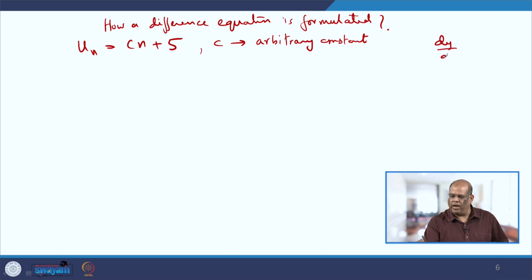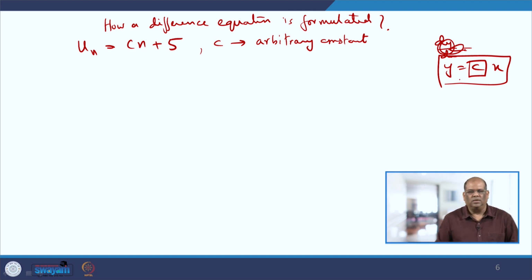Suppose you have y equal to C times x, and if I ask you to find the differential equation, what you will do is eliminate this arbitrary constant C and find a relation between x, y and dy/dx. It is exactly the same way we do here, but here we will not differentiate. What we will do is take one increment, u n plus 1, and this will be C times n plus 1 plus 5.